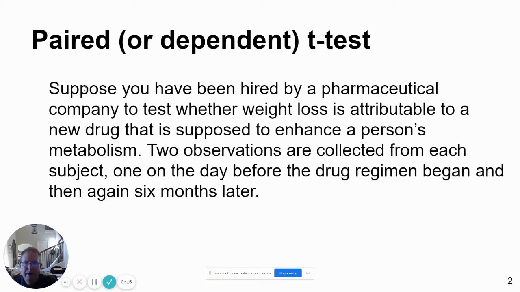Suppose that you have been hired by a pharmaceutical company to test whether weight loss is attributable to a new drug that is supposed to enhance a person's metabolism. Two observations are collected from each subject, one on the day before the drug regimen began, and then again 6 months later. So this is a classic fact pattern for a paired t-test. We have one sample, but for each subject we're collecting two observations, two response variables. And that's the basic fact pattern for this type of problem.